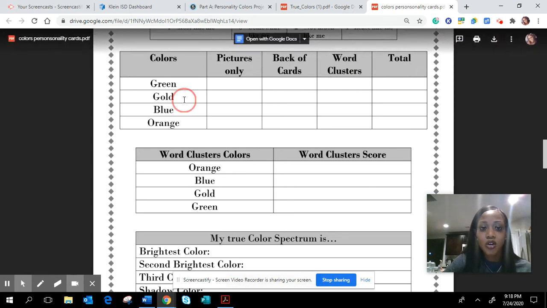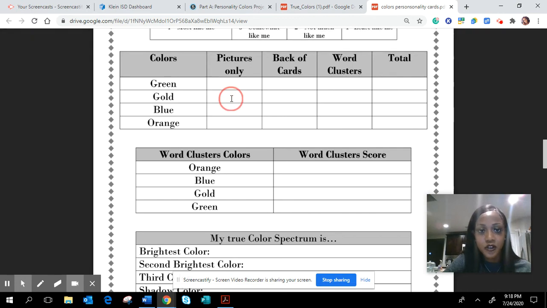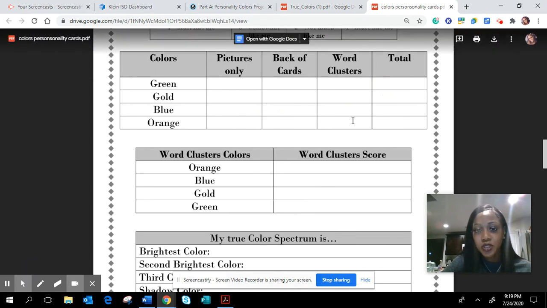These are columns. This is a row. Add up everything that's in the green row and total that number right here. Gold, same thing. Whatever number you put here for pictures only, your highest number will be a 4. Whatever you put for back of cards for gold, write that down. Write down whatever number you have for word clusters. Remember, word clusters is going to be the combination of the word clusters that you chose. You had to do 1, 2, 3, and 4, and then add it based on the letter. This is always going to be your larger number. So you're going to add all of these in the gold row and put your total here. Same for blue, same for orange.